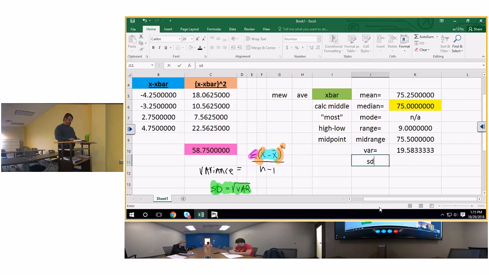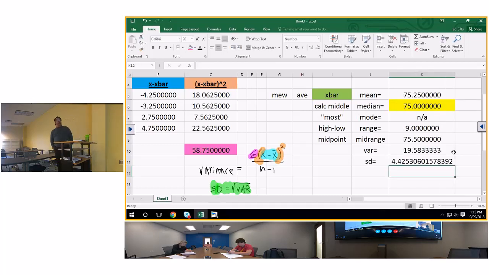And what is the standard deviation? The square root of the what? The variance. Or I can just raise the variance to the 0.5 power. The 0.5 or 1/2 power is the same thing as taking the square root of a number. So there is the standard deviation.